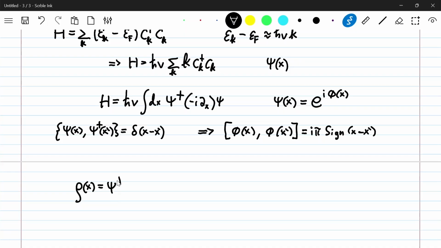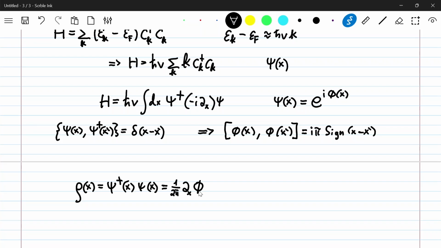You can show that under this definition, if I write the density operator, which in terms of the original electron fields is just psi dagger psi, it has an alternative expression in terms of the field phi, and this expression is this, okay? It's a derivative of phi that gives a local operator describing density, just the usual density.